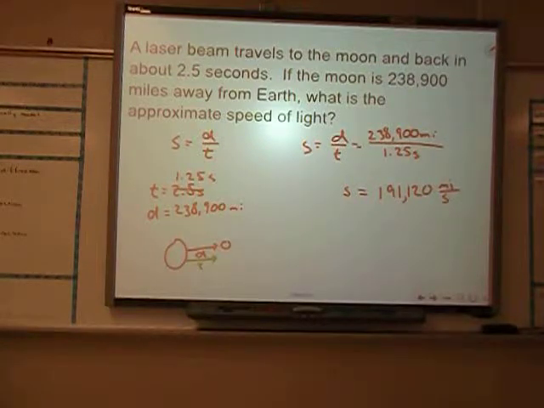If you wanted miles per hour, you would have to multiply by 60 to get into miles per minute, and then multiply by 60 again to get miles per hour. So that is almost 700 million miles per hour that light travels. Really, really fast.